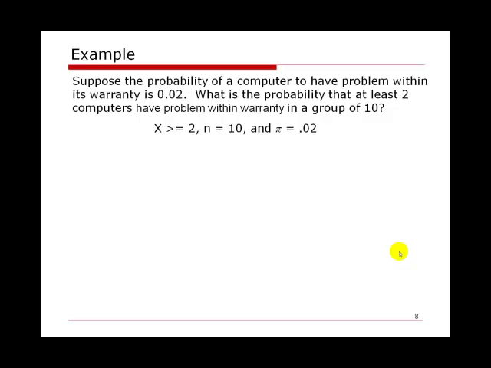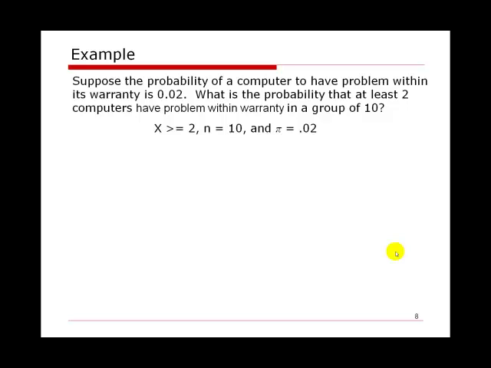Now, how to do the calculation? Of course, the straightforward one is I can calculate the probability that 2 computers have problem within warranty, and the probability 3 computers will have problem within warranty, and the probability that 4 computers have problem within warranty, and all the way up to 10 computers. All 10 computers have problems within warranty. And then I can add up all these 9 numbers. That will give me the answer, because this answer will give me at least 2 computers. At least 2 computers have problem within warranty.